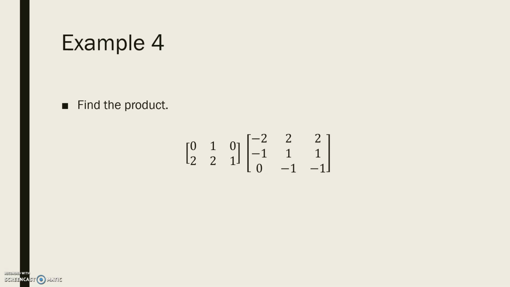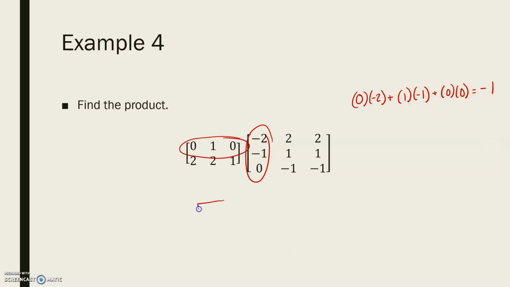I'm going to go through this one a little bit quicker, but I'm going to be looking at first row, first column. I'd get 0 times negative 2 plus 1 times negative 1 plus 0 times 0. Do you see where I got all those things? This one's not going to be too bad. It's actually just negative 1. And it was the first row, first column, so I'm going to have a 1. Or sorry, negative 1.